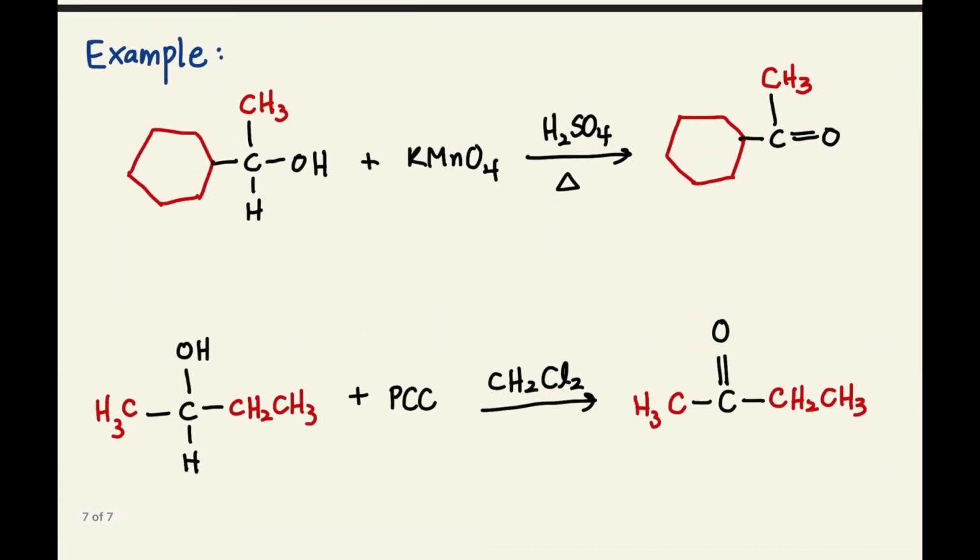Take a look at this example. This is a secondary alcohol. We react with potassium permanganate and acid and heat, or we can say that it is acidified potassium permanganate, and we will produce a ketone here.